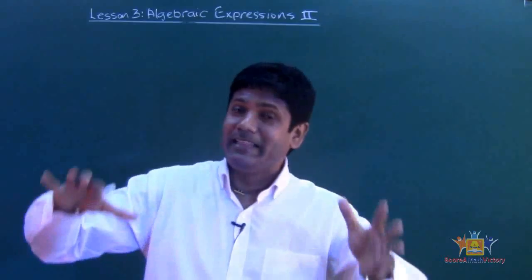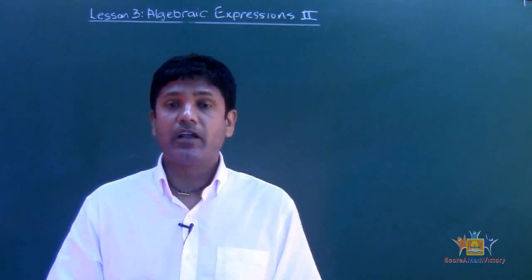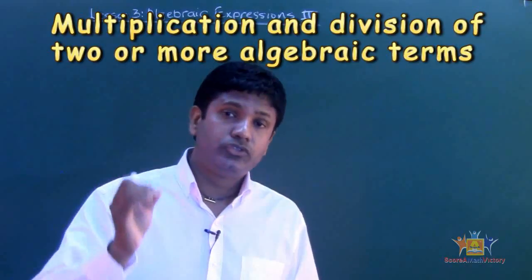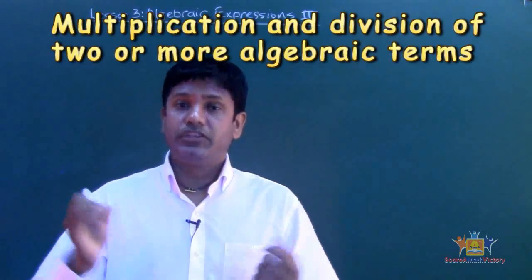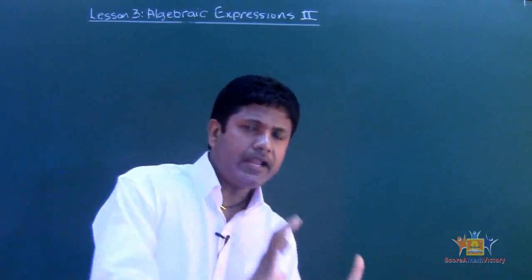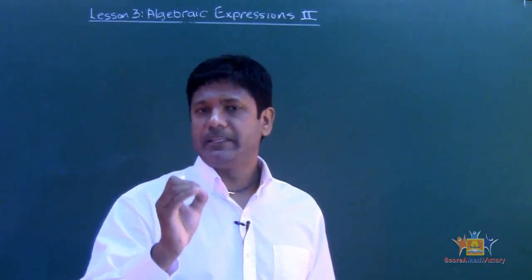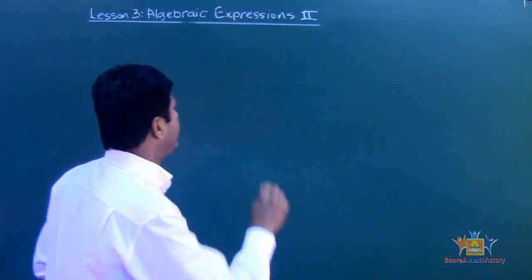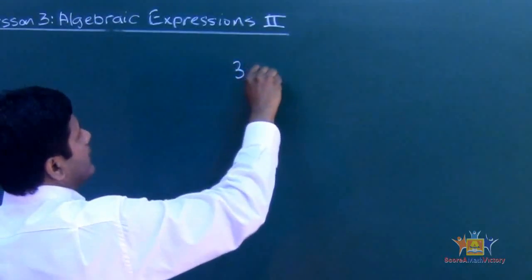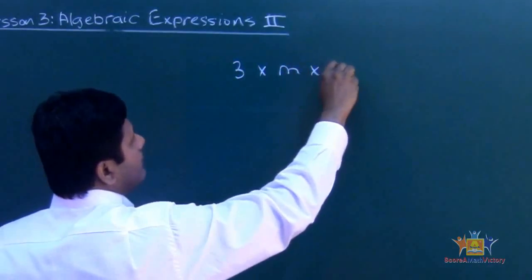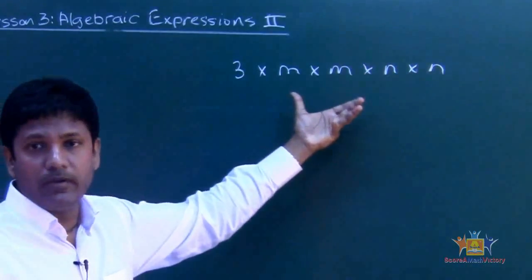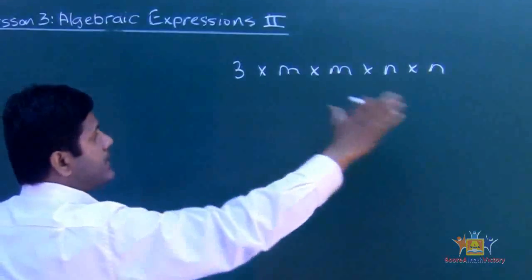Right, my dear students, in this sub lesson we're going to talk about multiplication and division of two or more terms. Now, we talked a little bit about multiplication and division in our previous sub lesson. Let's review that. Let's say, for example, Mr. Mac gives you 3 times m and then times n times n. To express that in the form of a term, what do I do? I combine them, I multiply them.